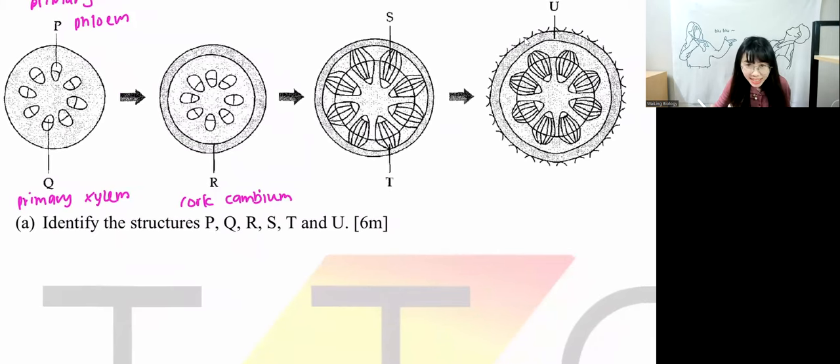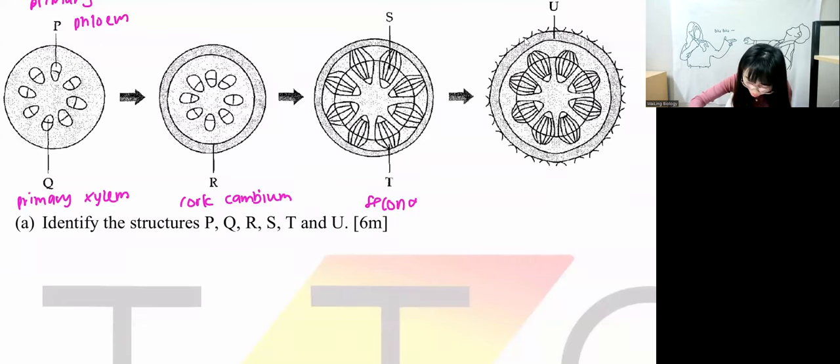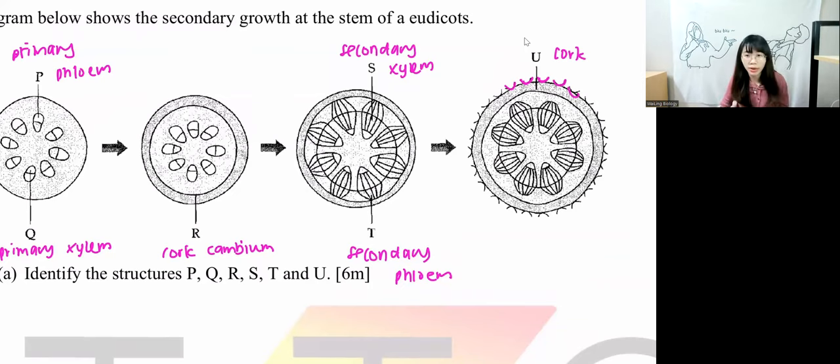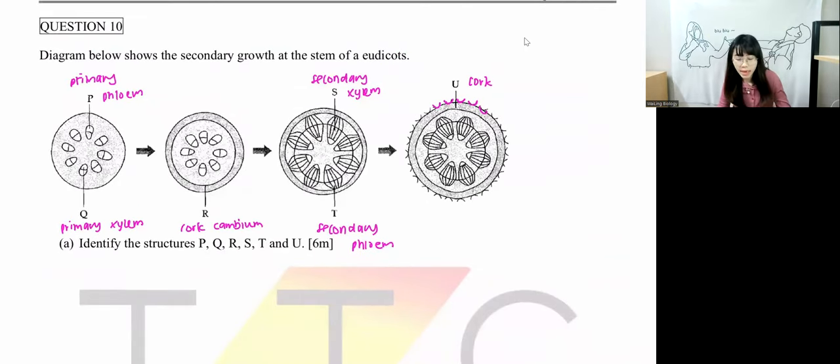And then T and S. What is T and S, guys? They are from the cambium ring, right? So they are secondary xylem and secondary phloem, correct? So T is secondary phloem. S is secondary xylem. Inside is xylem, outside is phloem. And then U is the cork, actually it's over here. You labelled at the wrong part already. This one here, the pink color that I label over here, this is cork. So this is the label part.